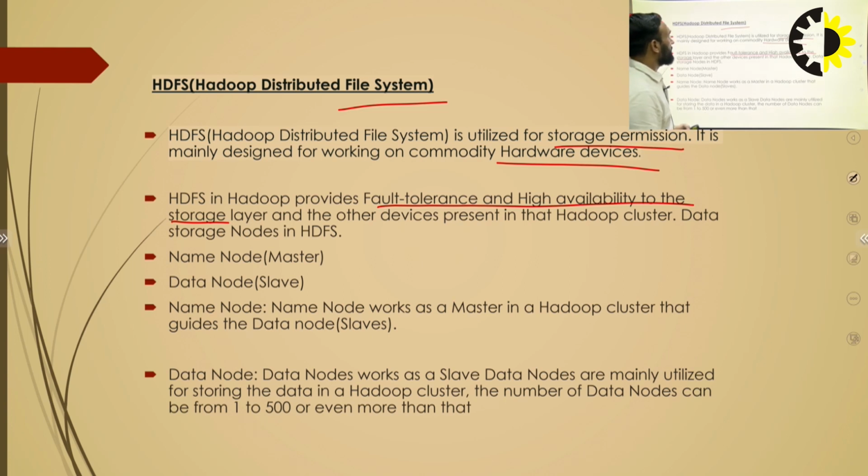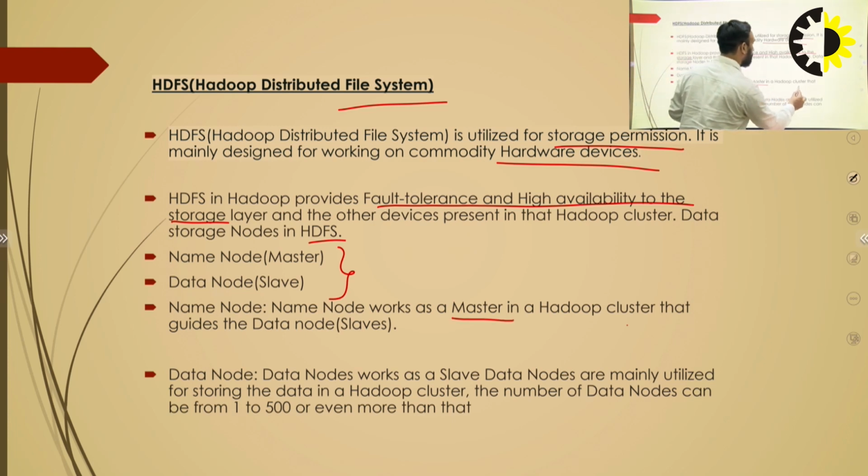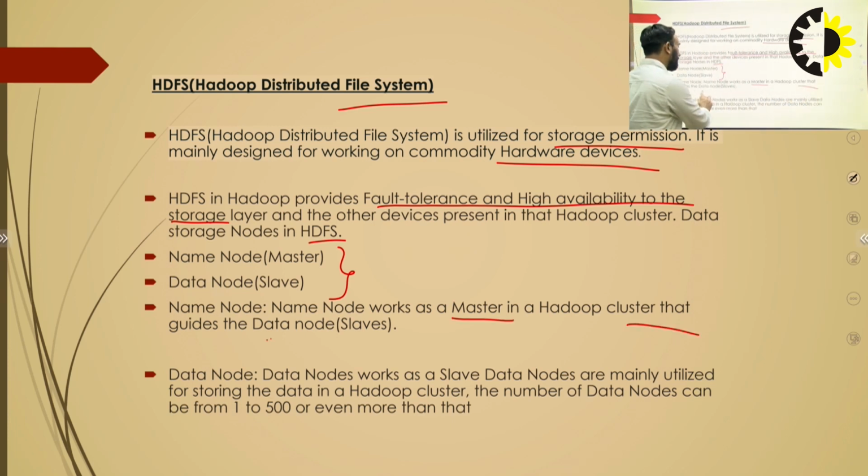And the other devices present in a Hadoop cluster are the data storage nodes in HDFS. Here two terms are used, name node and data node. Name node works as a master and the data node works as a slave. Here one master will control all the data repository stored in HDFS. Name node, what will the name node do? Name node works as a master in a Hadoop cluster that guides the data nodes: at what time data will be picked, which server will access it, and which one has the right to process this data.